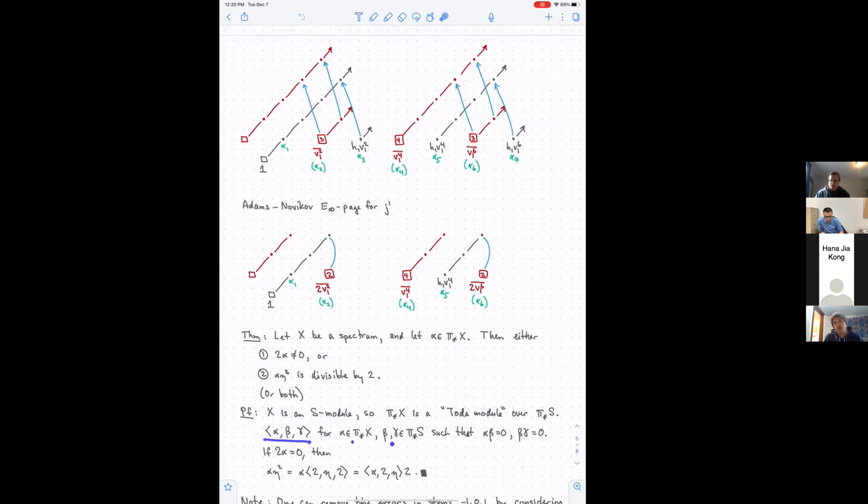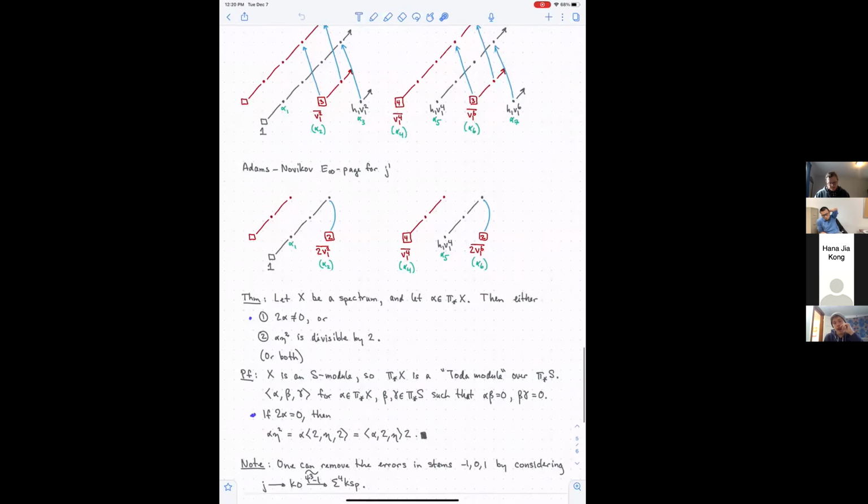This is sort of like an action, like a module action where M is an R-module, you have R dot M, where R is in the ring and M is in the module. Alpha is in the module and beta and gamma are in the ring. It's like a right action, the way I've written it. But it's not true for any alpha, beta, and gamma. You need the conditions that alpha beta is 0 and beta gamma is 0. When those hold, you can get this kind of construction in pi star of X.